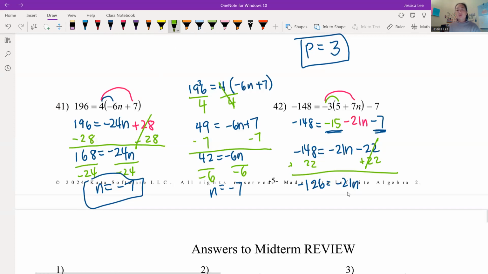And then we're going to divide by negative 21. Divide by negative 21. And n is equal to, that's going to be positive because negative divided by negative is positive. And that's going to go in 6 times. Right, there we go. And now we're done.